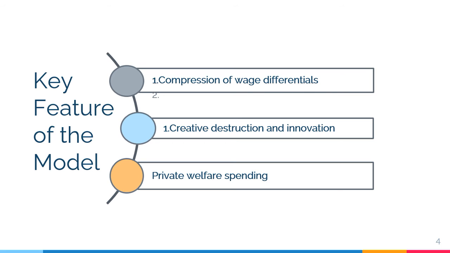A high degree of compression of wage differentials fosters creative destruction, leading to a larger share of highly productive enterprises, and in turn higher average labor productivity. And the third one is a high level of public welfare spending. A high degree of wage differential compression leads to individual preferences of high public welfare spending.